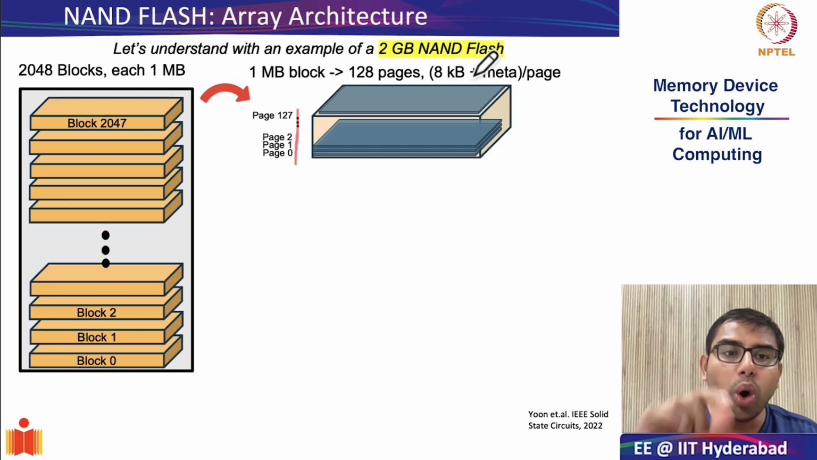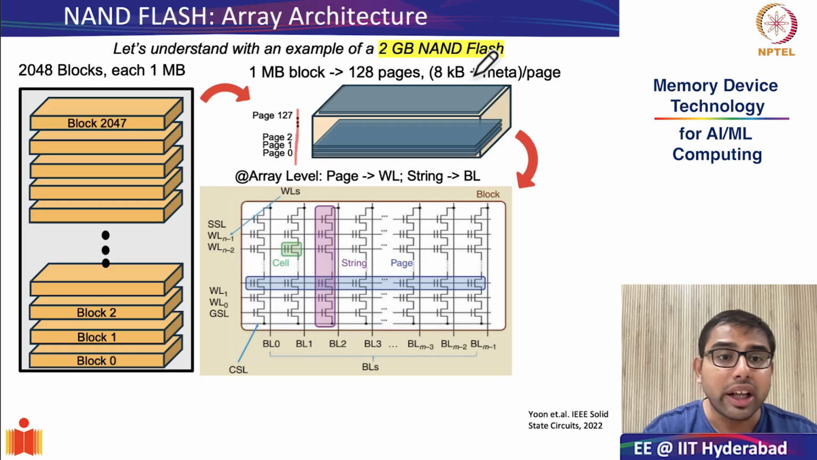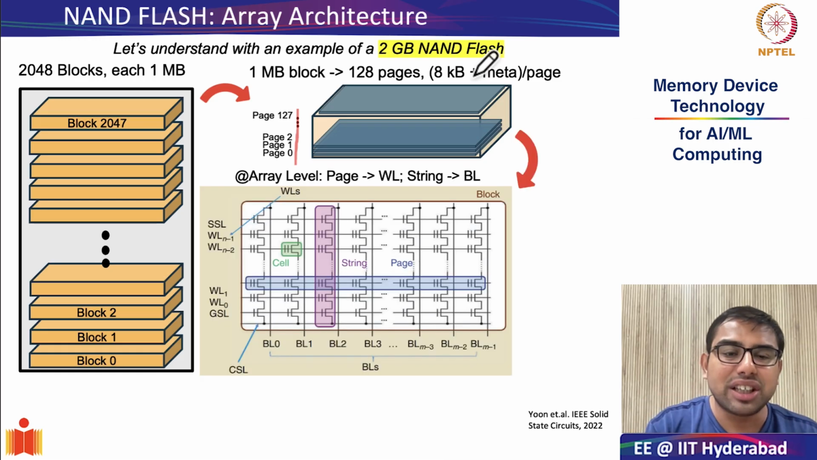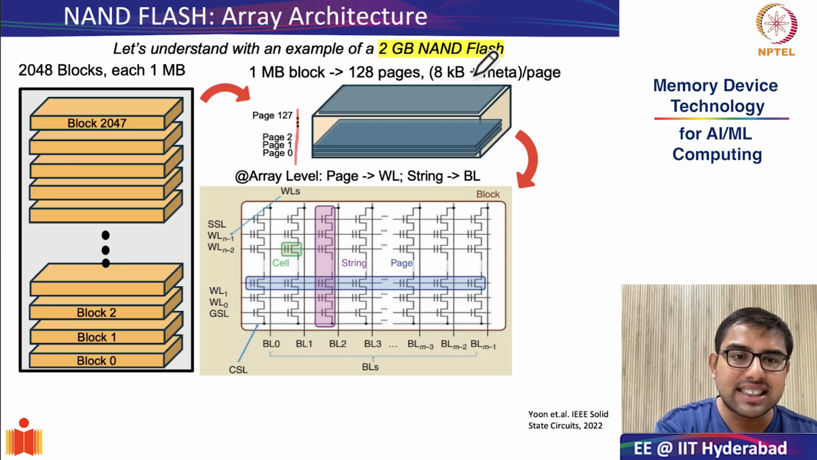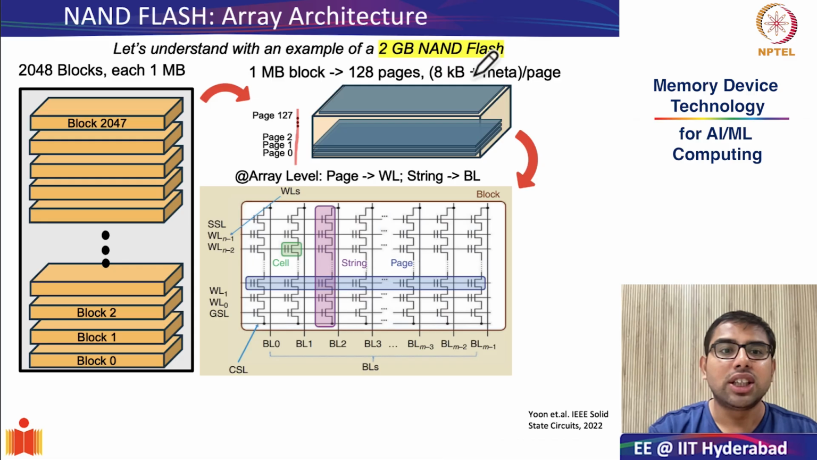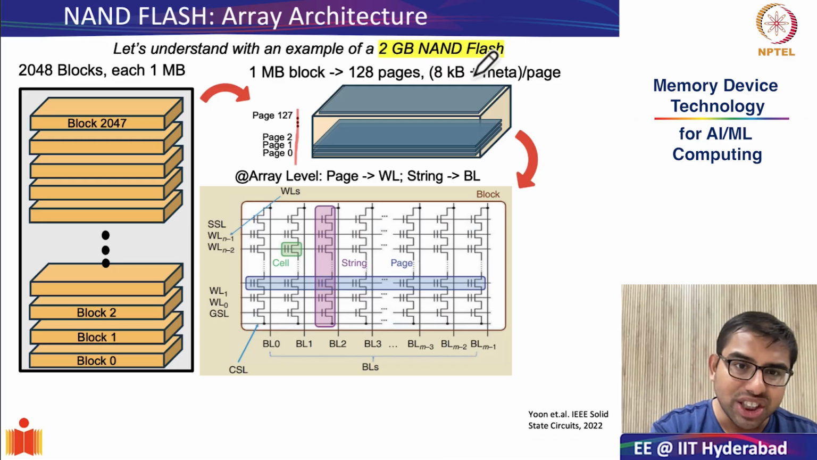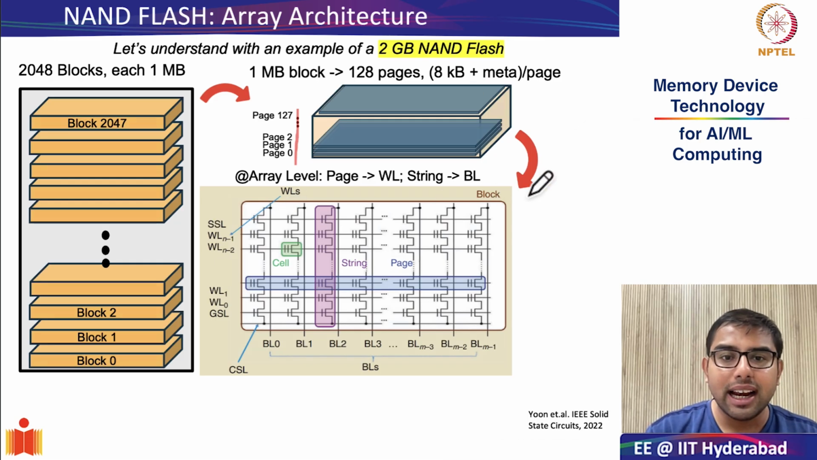Now, we will go in and understand what the representation is. How do we convert this top level perspective into what we understand, which is individual strings of NAND flash? So this is the array level implementation of the page and the string. Let us look into this array level implementation, which I have marked out in yellow color over here.